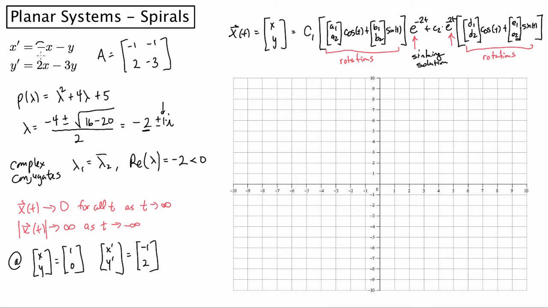Just read off the coefficients here from the first column. That's what you get. Well, what direction? So this says I'm starting at the point 1, 0, and my derivative vector, which would be my tangent vector to the curve at that point, is pointing in the direction negative 1, 2. So the tangent to the curve at that point is pointing in this direction. This suggests that the rotation is clockwise, or counterclockwise.